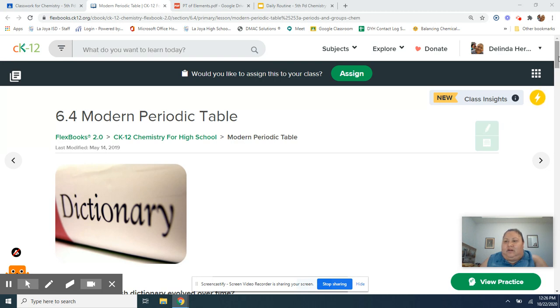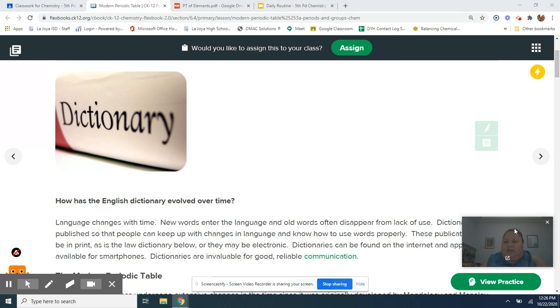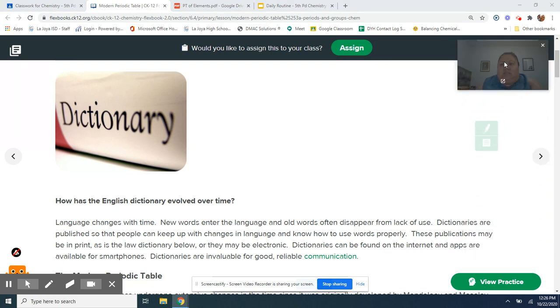We're going to start our lecture today by talking about dictionaries. Okay, so let's talk about how the English dictionary has evolved or changed over time. Evolve means change. So, Oscar or Irvin, I don't know who should help me read, because Alexia has been reading all week. I'll read it, miss. Thank you, sir.